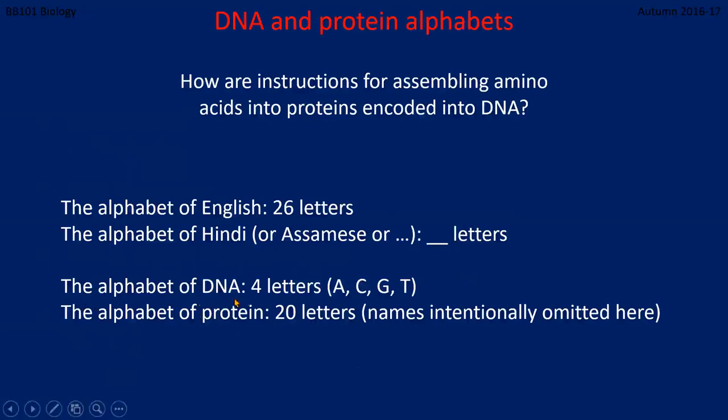In case of DNA, you have A, C, G, T. These are four letters, four characters, or four bases. But in case of protein, there are 20 letters, or you can say 20 bases, and these 20 are nothing but your amino acids.